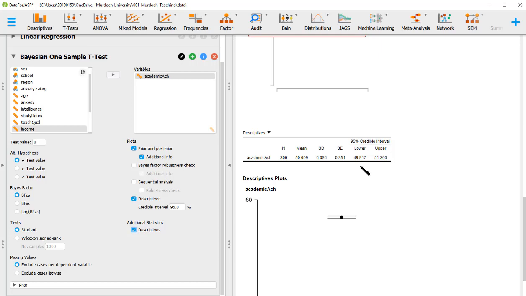So here is all you need to do to get the mean in the Bayesian approach. This is the mean. Instead of being the lower bound and upper bound of the sampling distribution of the mean, this is the lower bound and upper bound of the posterior distribution.